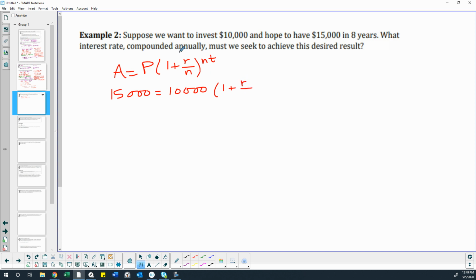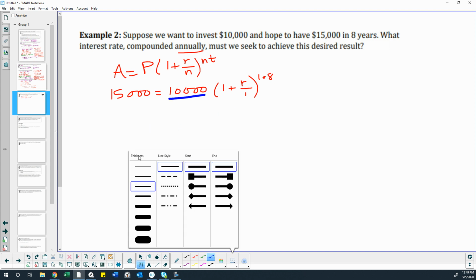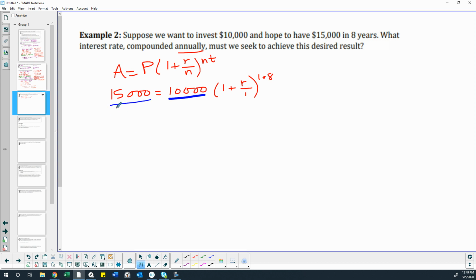We're compounding annually, so that means n equals 1. That makes this problem a little bit easier. So that means we'll have 1 times t. So 1 times 8 is just 8. We'll reflect that later. Okay, so I'm going to go ahead and divide by the 10,000 on both sides. That gives us a ratio of 1.5. So we're trying to get 150% of our money.